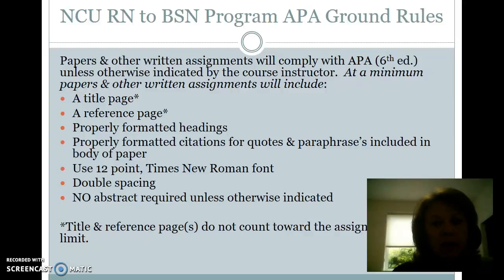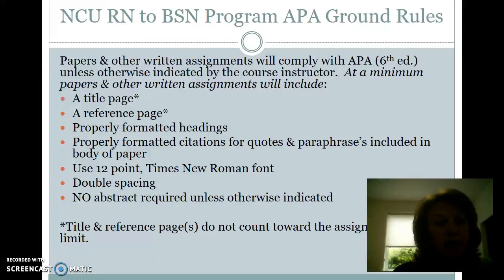So at a minimum, you can anticipate that when you have an assignment that says follow APA formatting, adhere to APA ground rules, whatever the language is in your syllabi or in your assignment instructions, this will mean to you that you need a title page and a reference page. You need properly formatted headings. You need properly formatted citations for any direct quotes or paraphrases that you're using in your paper.